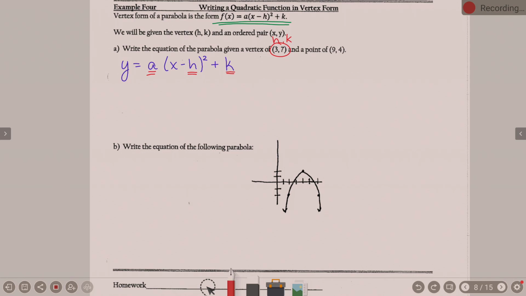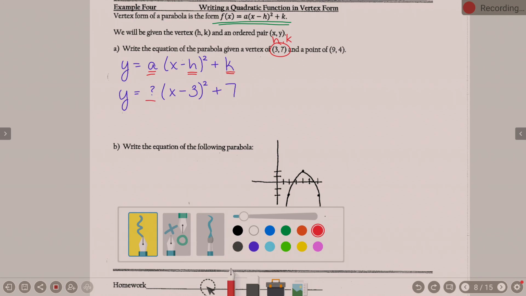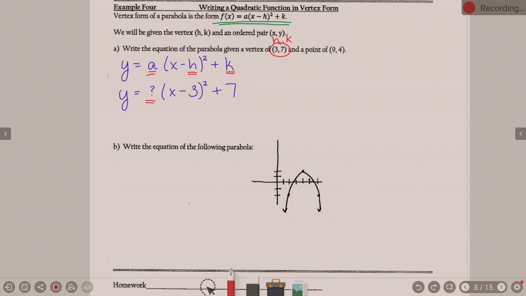So if I rewrite it right now, I know y equals, I don't know a yet, but I know x minus, what's h? 3, quantity squared, plus k, which is plus 7. So that's what I know right now. What's the problem? I don't know a. Now, what did they give me here? They gave me an extra point. And that's what we're going to have to use to find a.